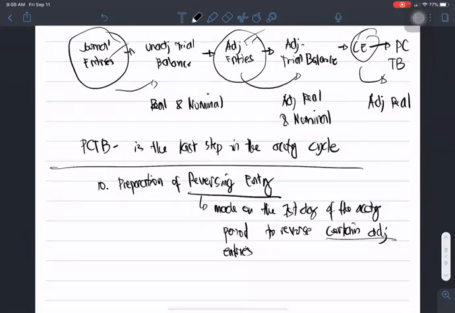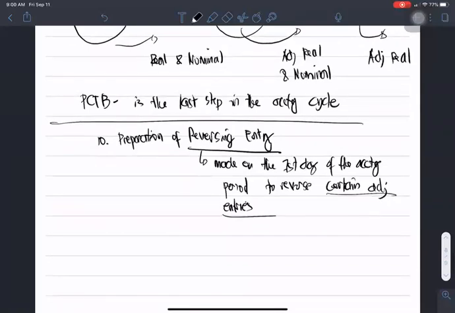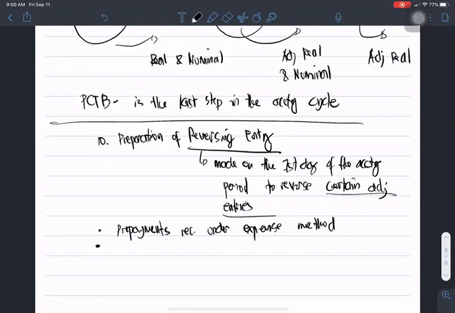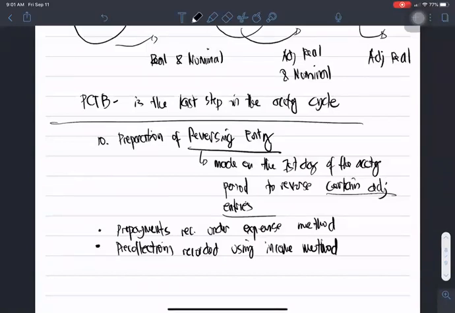So what are the certain adjusting entries? The certain adjusting entries are your prepayments recorded under expense method. Okay, so I will just tell you what are these adjusting entries, but soon you will learn what is under expense method. We will learn that as we go through our subject. Another is your unearned income or pre-collections recorded using income method. Okay, so again, preparation of reversing entry is not mandatory. It depends on the entity whether the entity will make a reversing entry or not. And what are the entries made into your reversing entry? Only to reverse prepayments recorded under expense method and pre-collections recorded using income method.